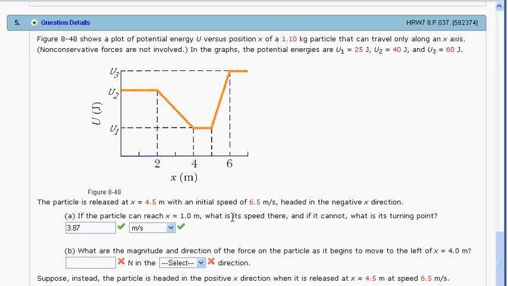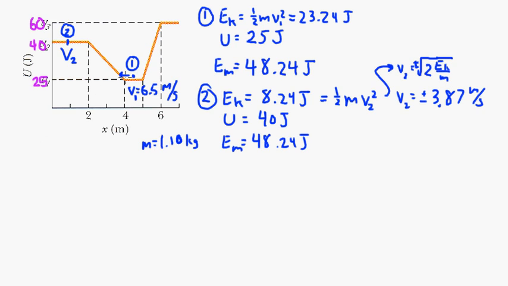Okay, so what are the magnitude and direction of the force on the particle as it begins to move to the left of x equals 4 meters? So as it's starting here, it's going left. What's the force that's resisting it here? Well, one way to look at it, the force is whatever is causing this potential energy. So the force is the force that derives this potential energy, you might say.